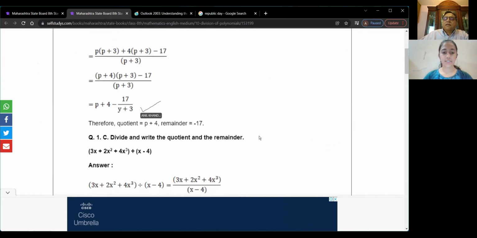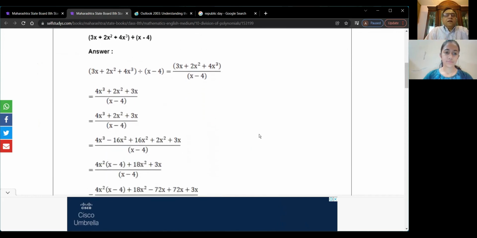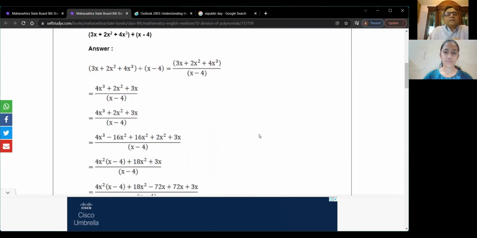Minus 17. Let's do the next question. Let me clear this. Next question, please. Correct. Now, the next question is 3x plus 2x squared plus 4x cubed, divided by x minus 4. The method in the book involves factoring, not an easy method, right? At this stage, I will tell you, do long division.